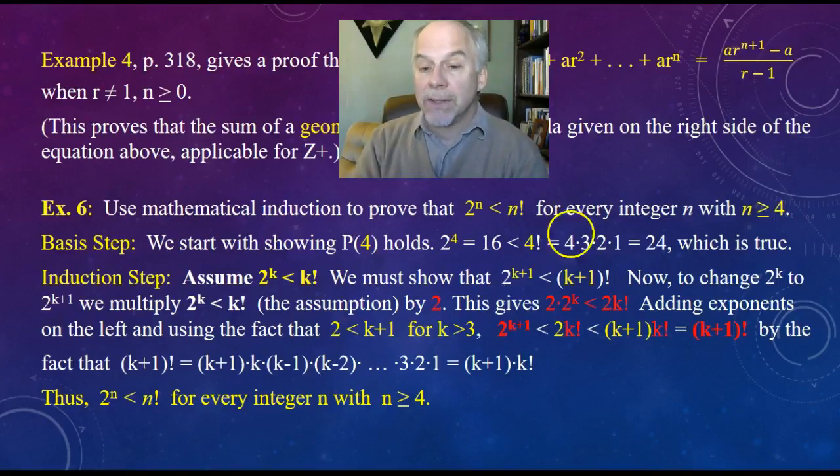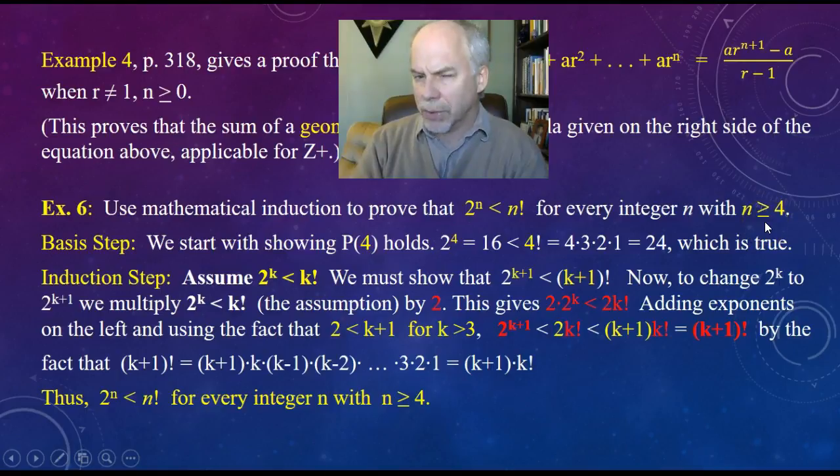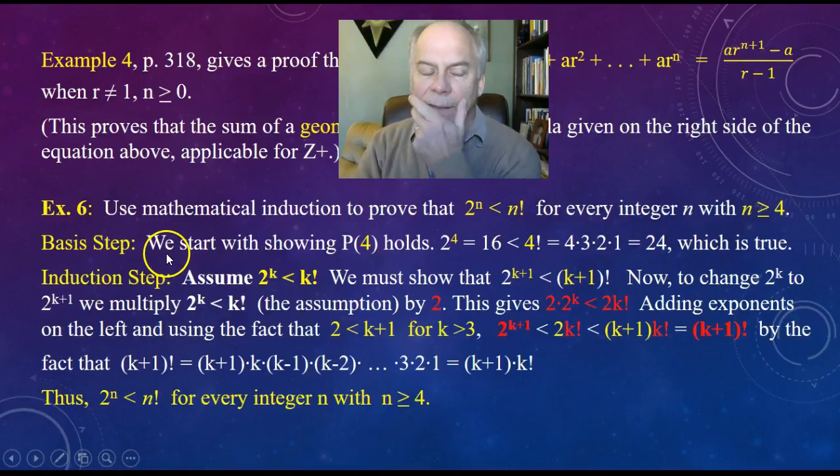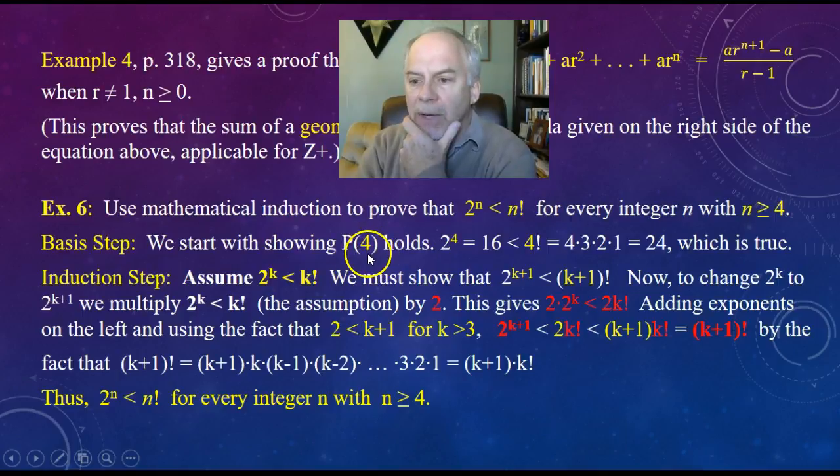So this is proving that 2 to the power of n is less than n factorial for every integer n with n greater than or equal to 4. Now, it doesn't work for the first few numbers, but as soon as you reach 4, this works. Okay? And I'm going to show that here. The basis step says we start with showing that P(4) holds. So that's our first starting number.